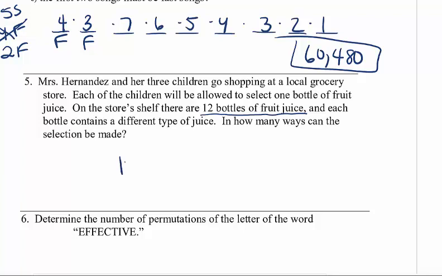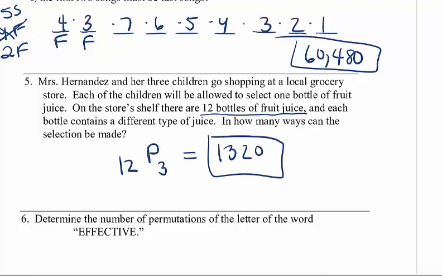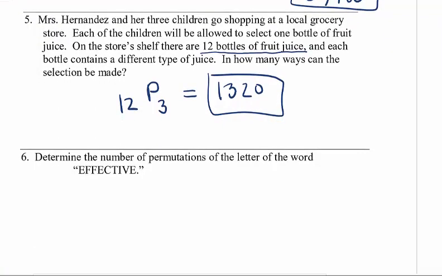So we have 12 bottles, and order matters because it matters which kid picks which juice. If y'all have any kids, you definitely know that this would matter if you were doing this. And it's saying that there's no repetition because all of the juices are different. So this would be 12P3. And if you put that in your calculator, that should be 1320.